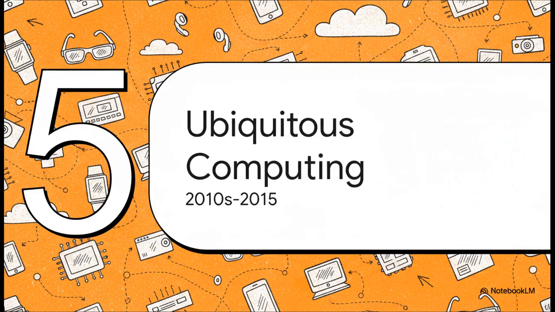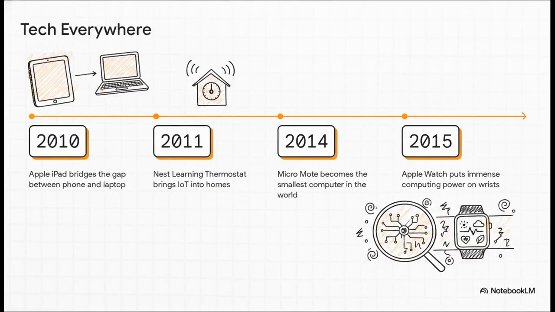And that brings us to our final era, Part 5, the ubiquitous computing era, spanning the 2010s to 2015. This is really the climax of our 80-year narrative. Computers didn't just shrink. They became so small and integrated that they seamlessly blended right into our everyday environments. In 2010, the iPad bridges the gap between phone and laptop.